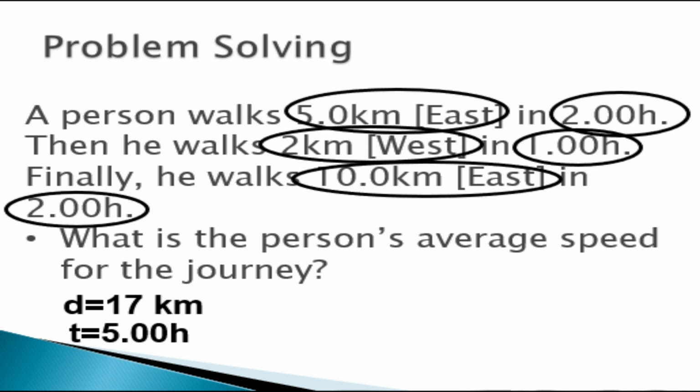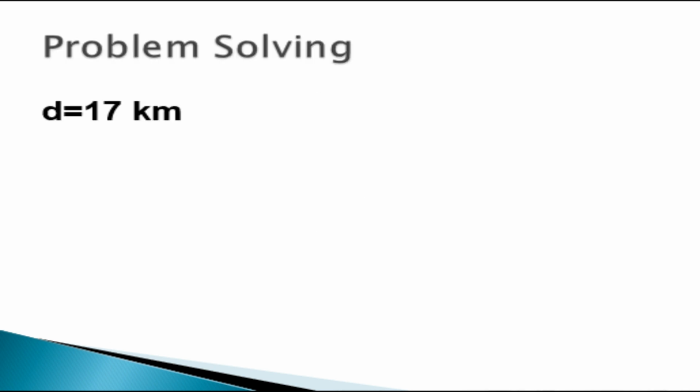So with this, we can calculate the speed of the person. For us to calculate the speed, we use distance as 17 kilometers, time as 5 hours, and speed as the unknown. Sorry, this is speed as the unknown. So speed is equal to distance over time. Just want to correct this one. This is letter S, not letter V. So S is equal to D over T.